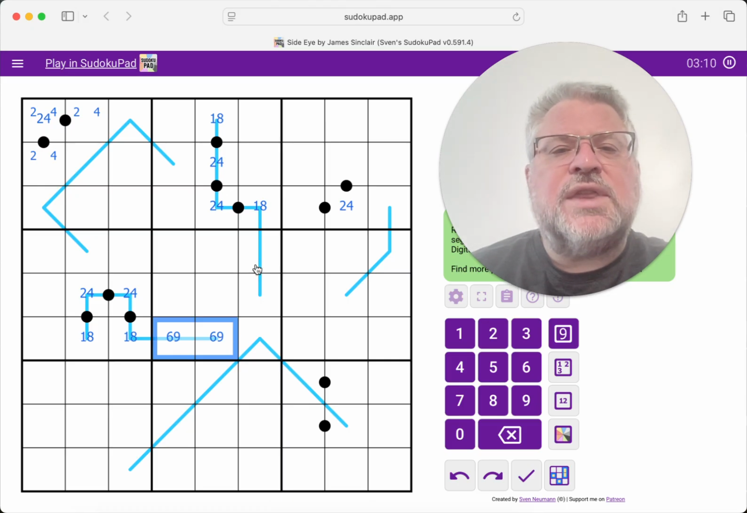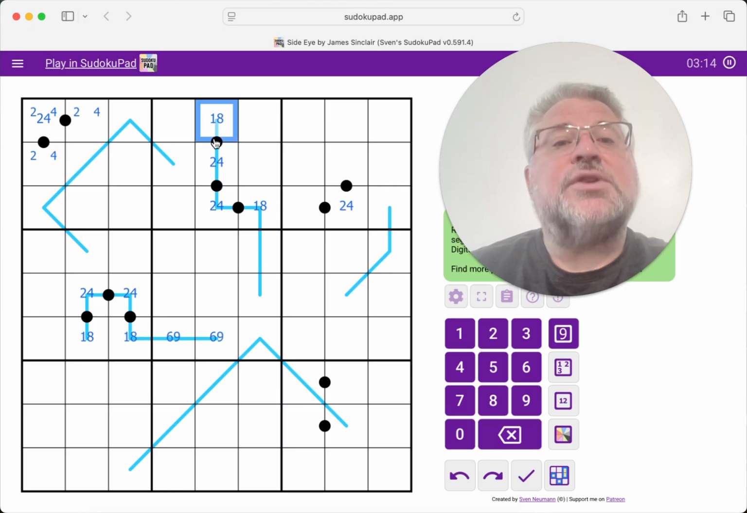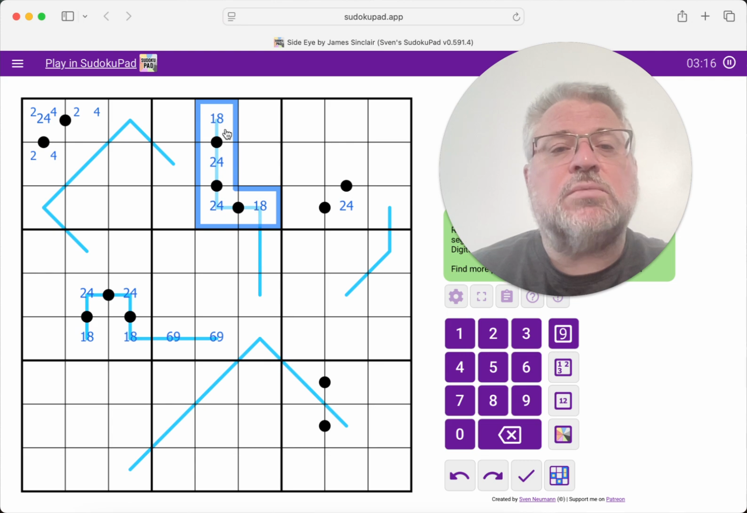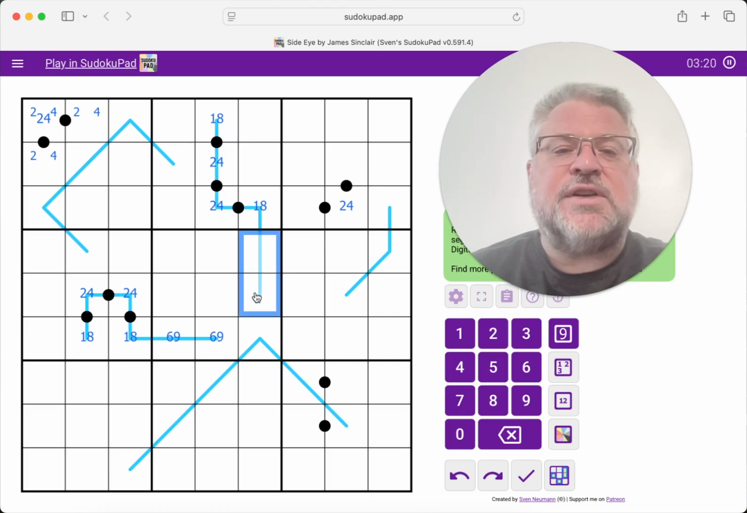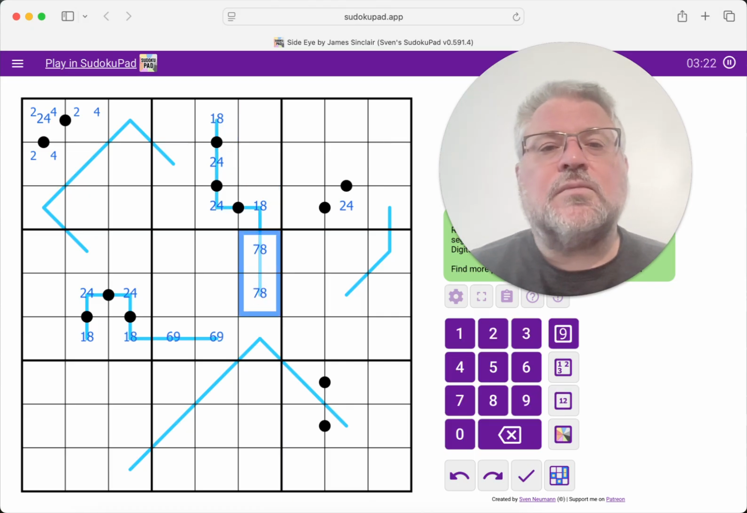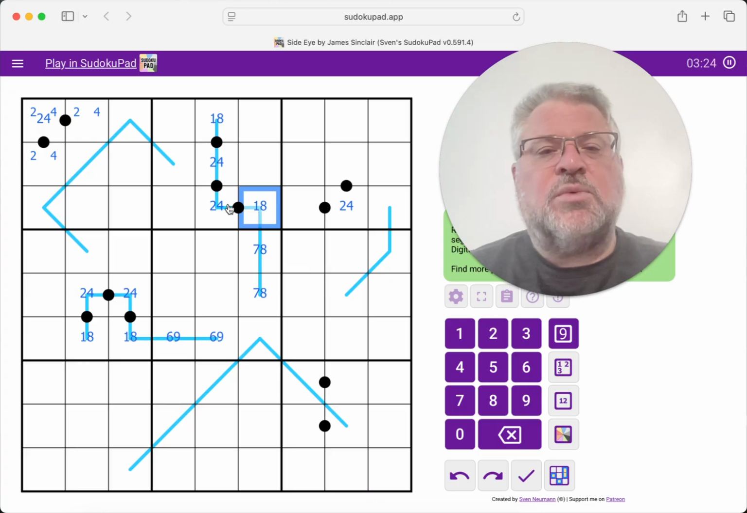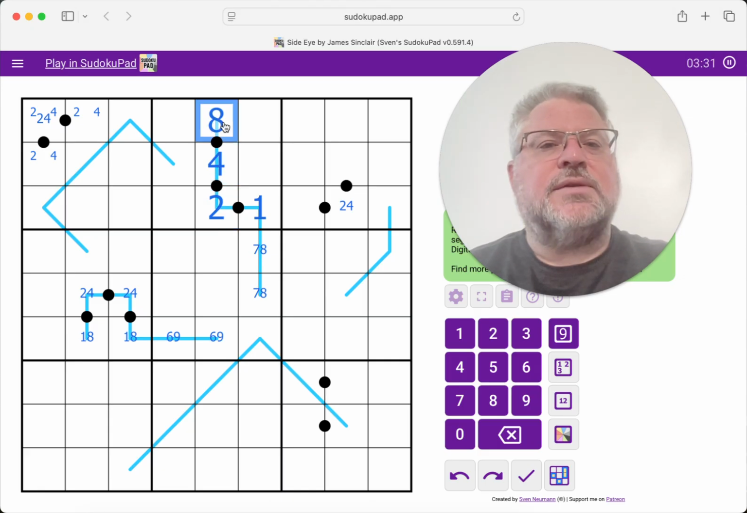It doesn't help with this. These must also sum to 15, 1 plus 2 plus 4 plus 8. They can't be the 6-9 pair, so this is the 7-8 pair, which means we know the direction of this sequence. This must be the 1, the 2, the 4, and the 8.